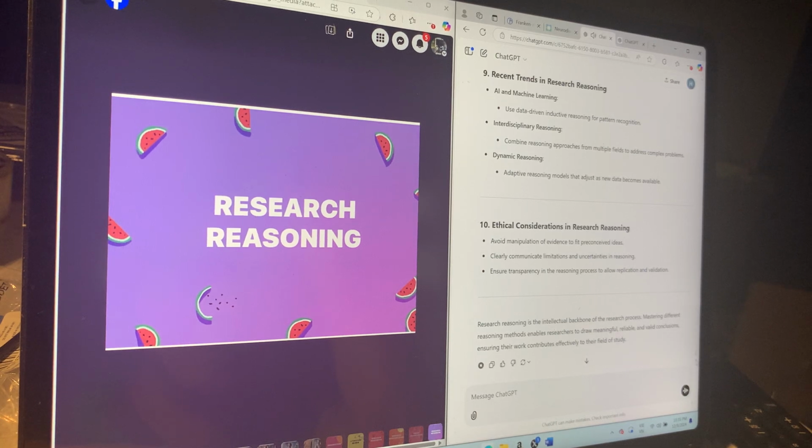Research reasoning is the intellectual backbone of the research process. Mastering different reasoning methods enables researchers to draw meaningful, reliable, and valid conclusions, ensuring their work contributes effectively to their field of study.